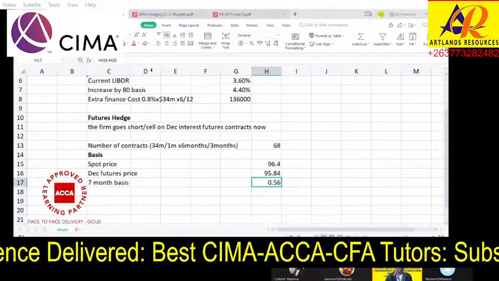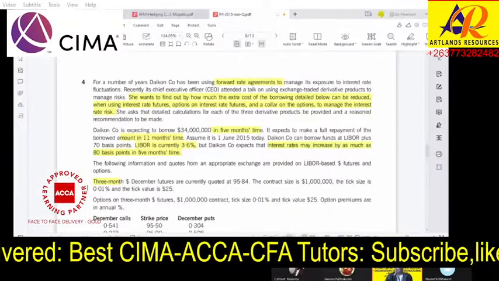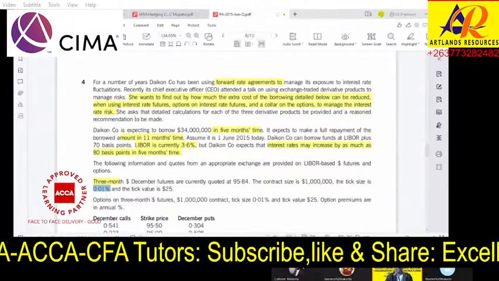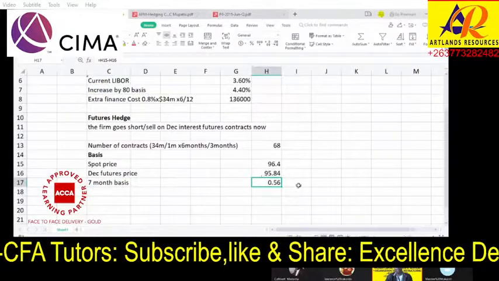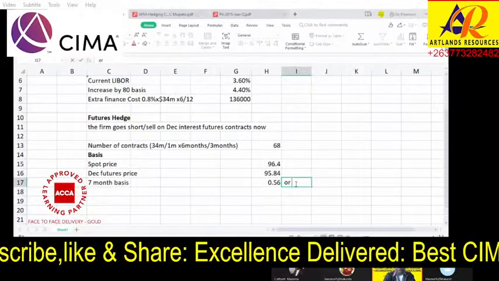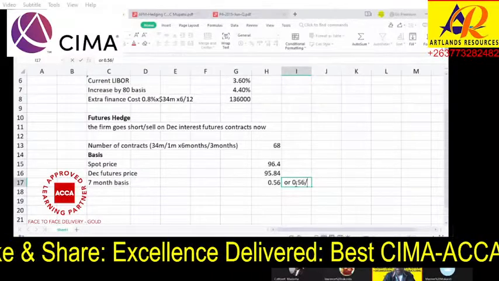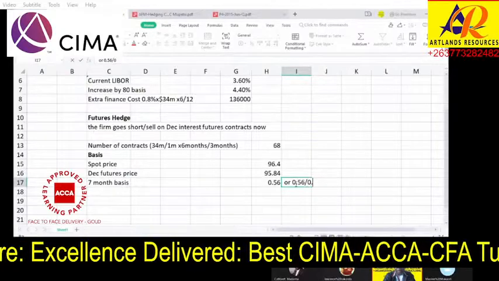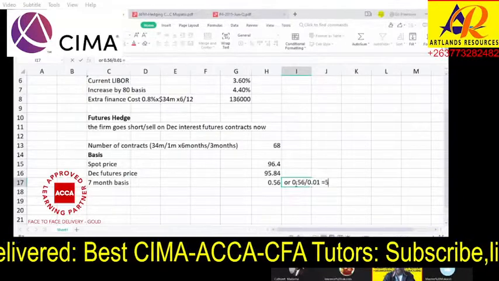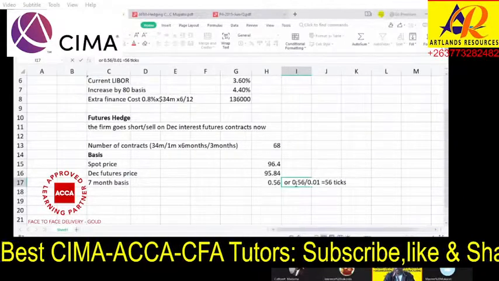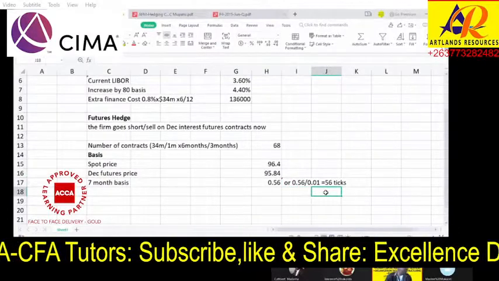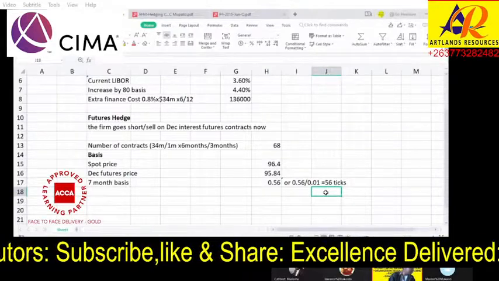Now, this is 56 basis, but you are given by the examiner that tick size is 0.01. So you can divide this by 0.01% because these are percentages. So you say 0.56 over 0.01. It gives you 56 ticks. So this is 56 ticks. Are you getting it? So it is expected to tick 56.